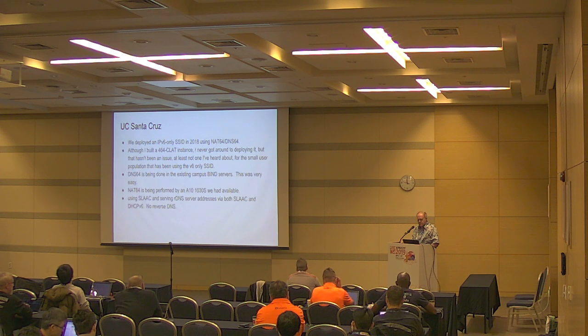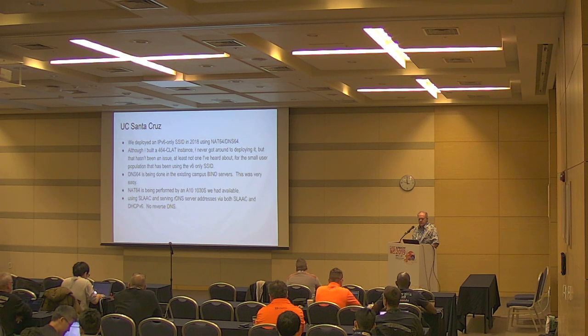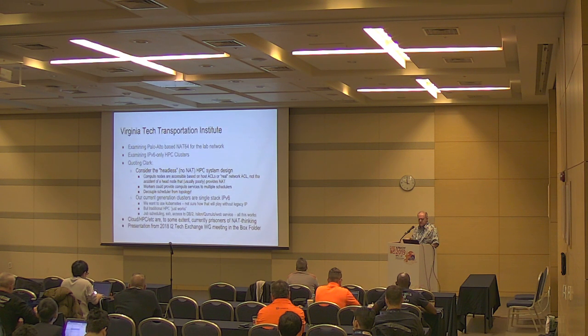So the campus BIND servers are doing DNS64, which is very easy, I agree. And then they're doing their NAT64 on an A10 1030S. The things that do NAT64 commercially tend to be letters followed by numbers for some reason. A10 has a partnership with Infoblox, so they've got some devices that do pretty fancy load balancing stuff with DNS64, et cetera. Right, and they're serving their DNS server numbers by both SLAAC and DHCPv6, yes.